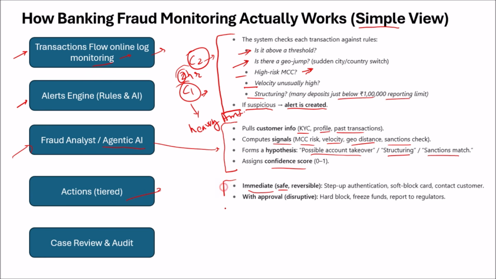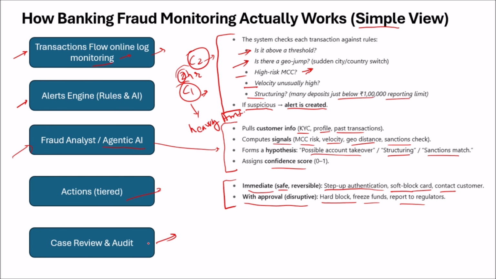But in a normal banking norm, generally they take two different types of actions. First are the immediate actions that may be safe or reversible, for example step-up authentication: verify through OTP that you did this transaction. Soft block of the card, they will ask for a contact number. Or when you approve or disapprove, it may hard block, freeze, or report this transaction. After that, it will send it for case review and audit for final inquiry purposes. So this is the process of the manual banking fraud monitoring and detection system.